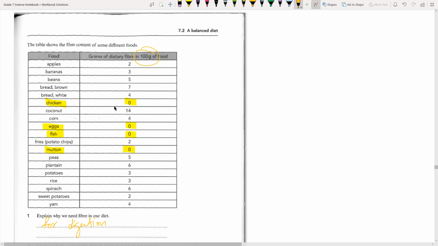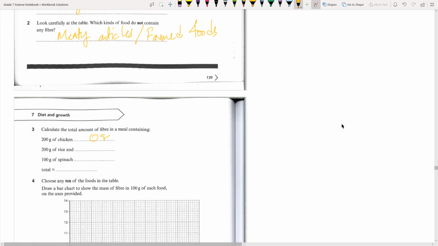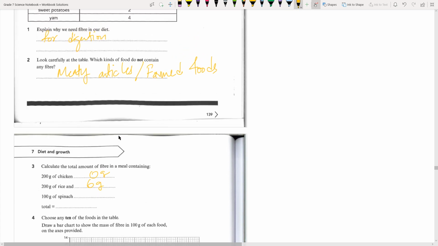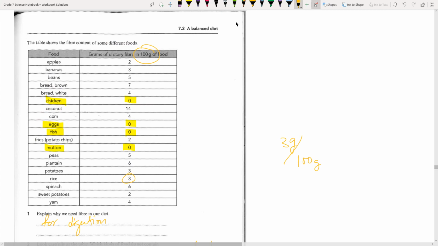Look very carefully, right? So the rice contains 3, right? 3 out of 100, right? 3 grams in every 100 grams, right? So if we're supposed to calculate for 200 grams, then it would be twice as much, which would be 6 grams, right? And then 100 grams of spinach, it's already listed, I guess that is like this one, right?